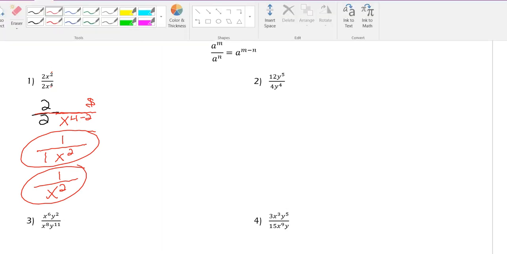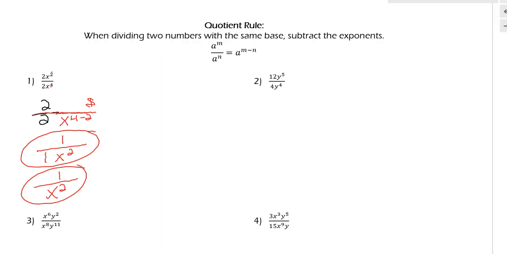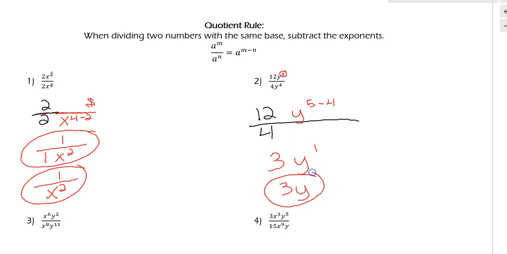Looking at number 2. Again, we just have the 12 divided by 4. Where are my y's going to go? Well, 5 is bigger. Right, so they're going to go on top. 12 divided by 4 is 3. 5 minus 4, right, is just 1. So I can write that as just 3y.